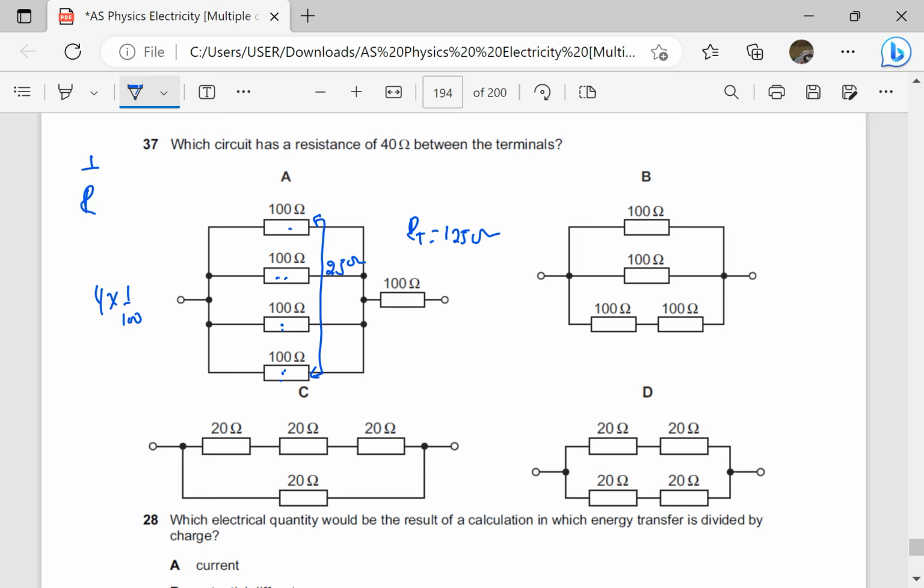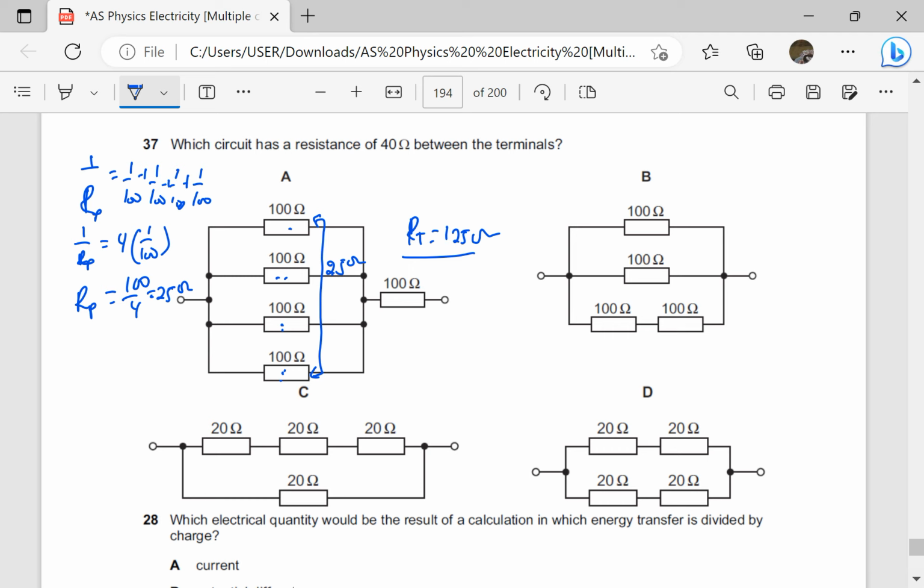If that is hard for you to see, you can again do this. 1 over resistance in parallel is going to be 1 over 100 plus 1 over 100 plus 1 over 100 plus 1 over 100. That is 4 times, meaning 1 over resistance in parallel is equal to 4 into 1 over 100. Then you get the reciprocal. So resistance in parallel is going to be 100 divided by 4, which gives us 25 ohms. So these 4 give us 25, but the 25 will be in series with 100. Resistance in series we just add. So total resistance is 125 there.